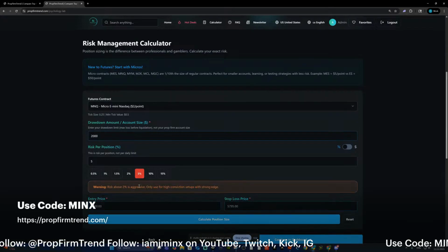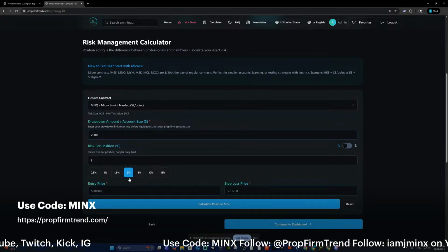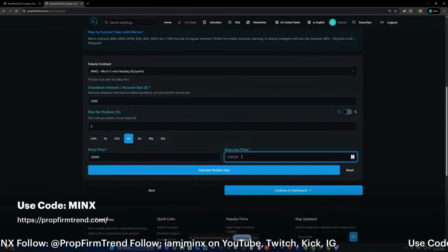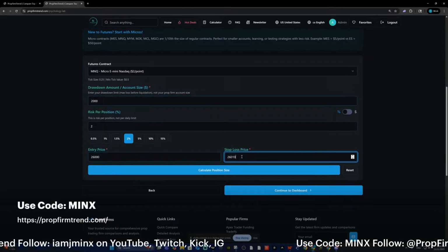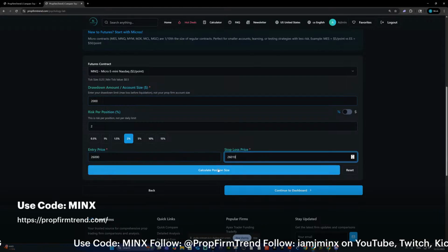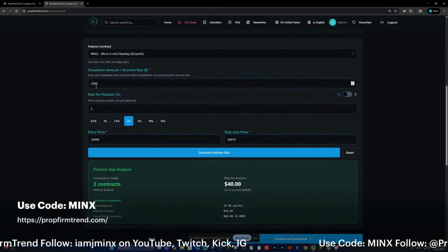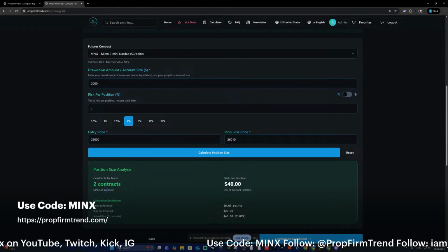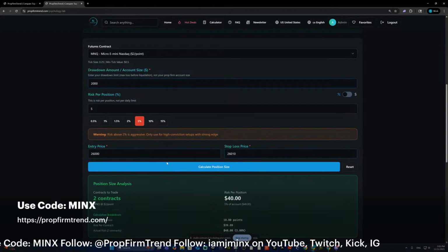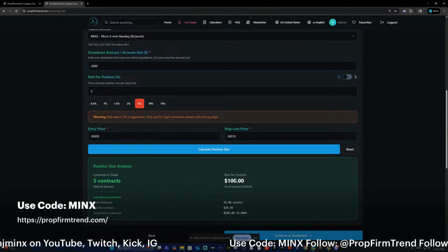5% only if you have a high conviction setup with strong edge. But let's just say we are going to do 2%. I'm just going to use random numbers. So 26,000 entry price, and let's say $26,010. So $10 stop loss, which is very tight for NQ or for MNQ. But it basically tells you for your type of account to use micros, which is you're risking $40 per position. If you are risking more, you have a good setup, then it's 5 contracts, 5 micros.